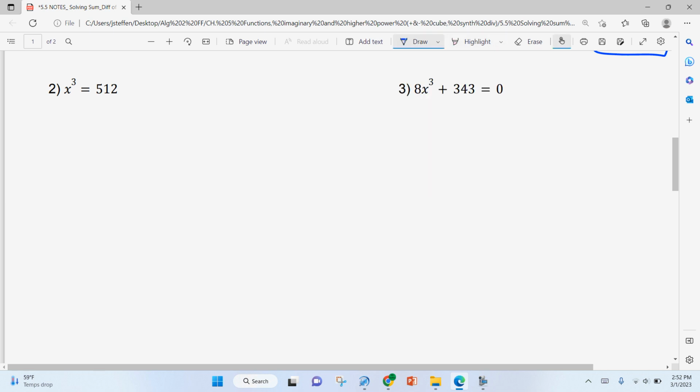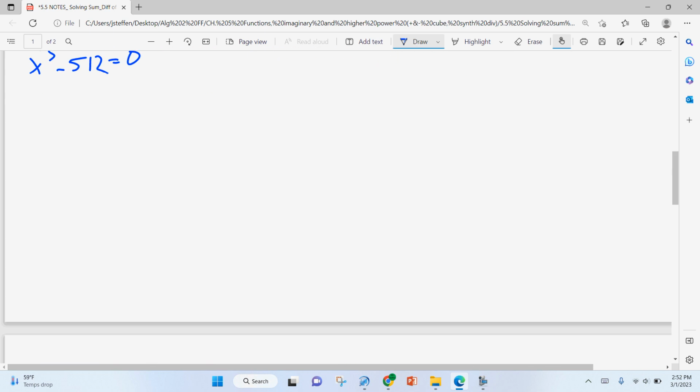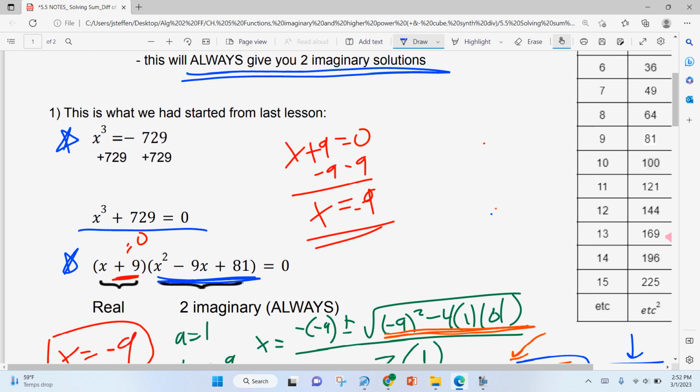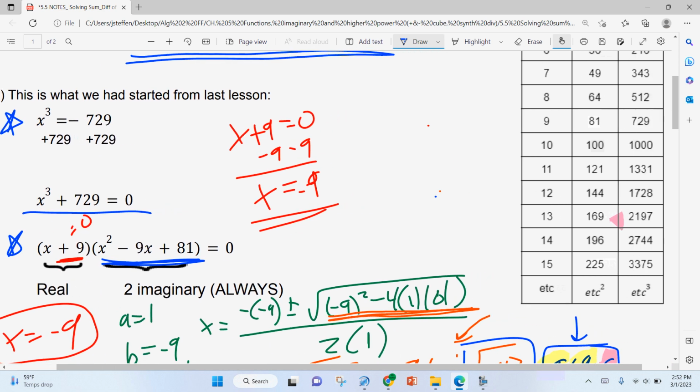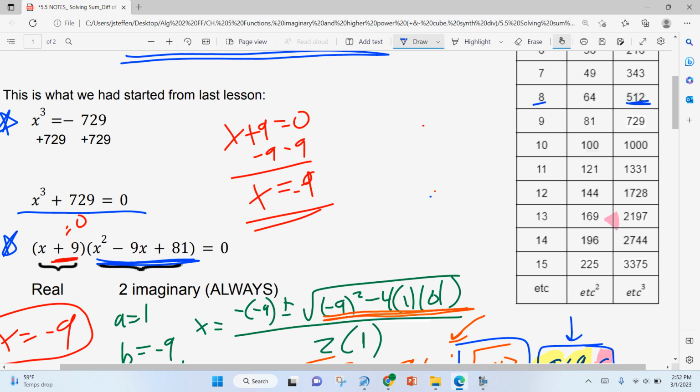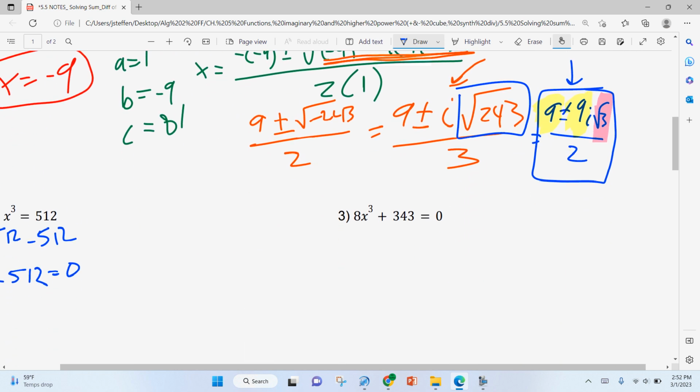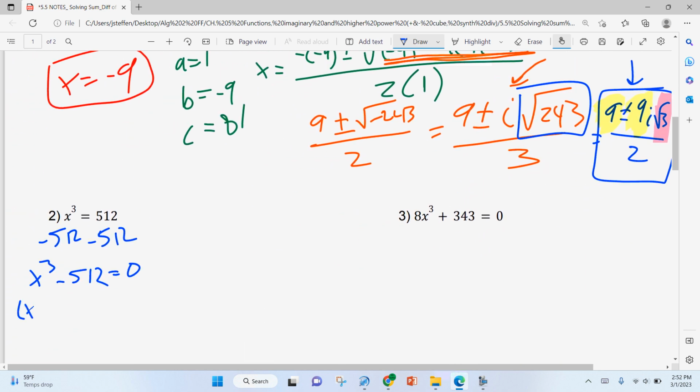Okay. Let's go ahead and do number 2 then. So this one, subtract the 512 from both sides. So we have x to the third minus 512 is equal to 0. And from here, we need to get our a and our b. So my b, what was it, 512? Oh, I was looking at the squared side. 512 is right here, so that's 8. So my a is x, and then 8 to the third, equals 0.